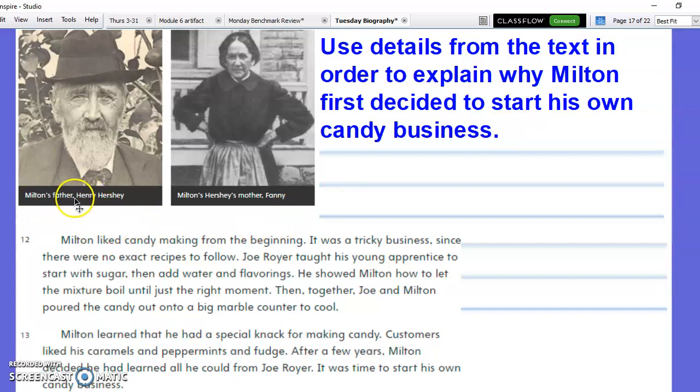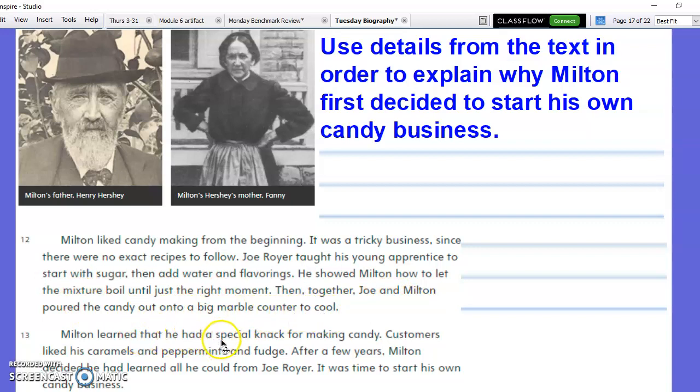Here's Milton's father, Henry Hershey, and his mother, Fanny Hershey. Milton liked candy making from the beginning. It was a tricky business, since there was no exact recipes to follow. Joe Royer taught his young apprentice to start with sugar, then add water and flavorings. He showed Milton how to let the mixture boil until the right moment. Then, together, Joe and Milton poured the candy out onto a big marble counter to cool.